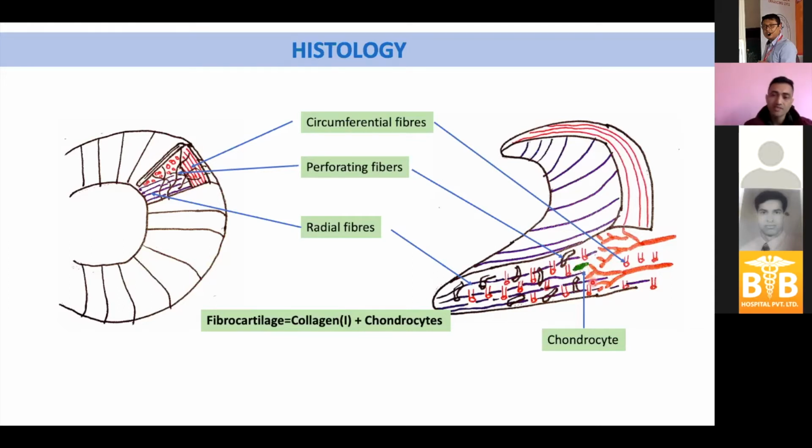And as the individual starts bearing weight, the amount of collagen gradually increases up to 30 years, and then it becomes stable. And at around 80 years of age, the collagen content decreases and the cartilage cells again increase. This is the normal physiology of the meniscus.